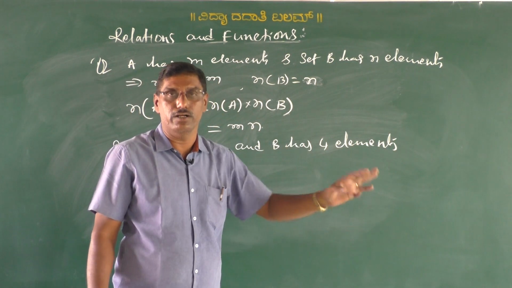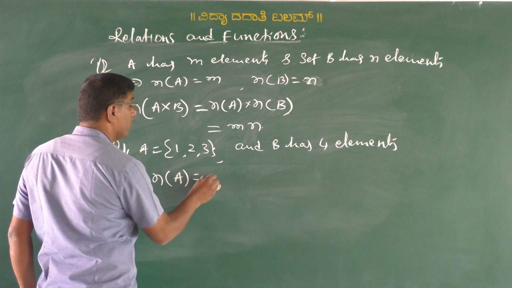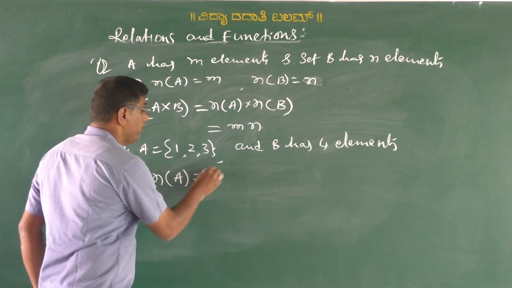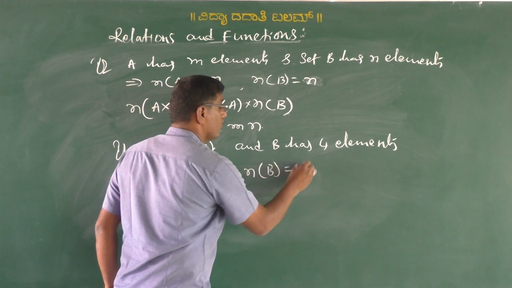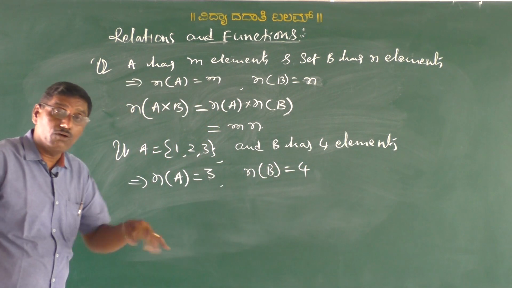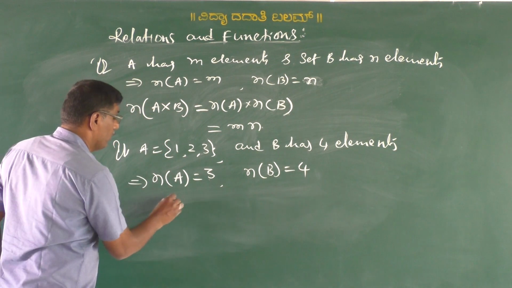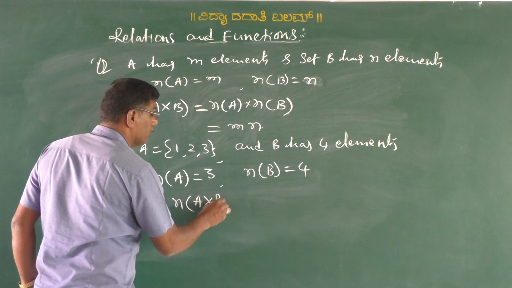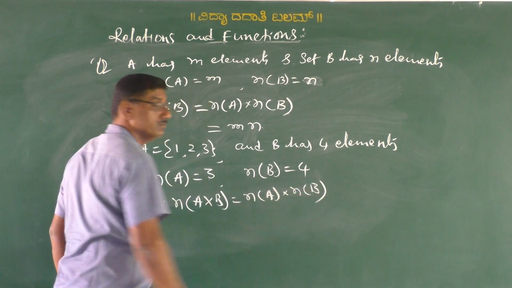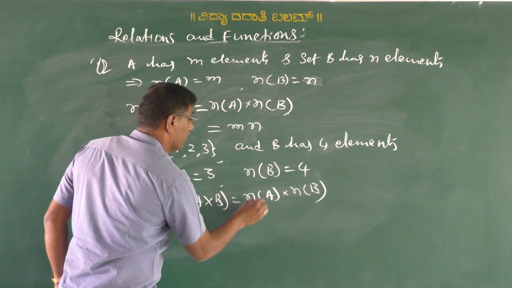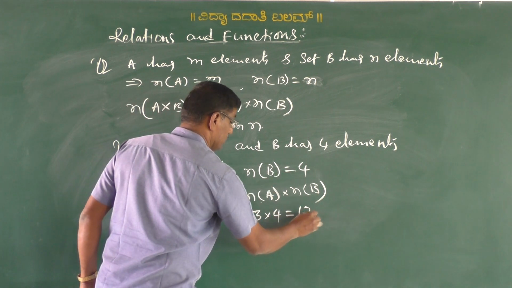When such a question is asked, first we have to write n of A. n of A is equal to how many elements? 3 elements. And also n of B is given, how many elements? 4 elements. Now we want the number of elements of A cross B here. Therefore, n of A cross B is equal to n of A into n of B. Isn't it? That is equal to n of A, 3 elements, n of B, 4 elements. That is 12 elements.